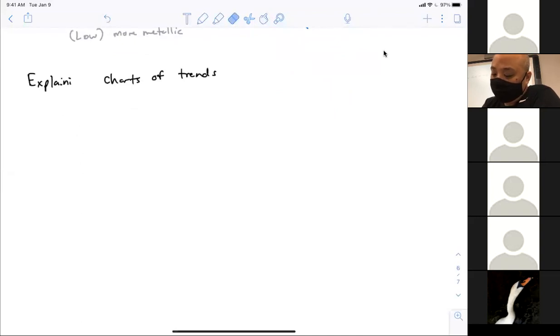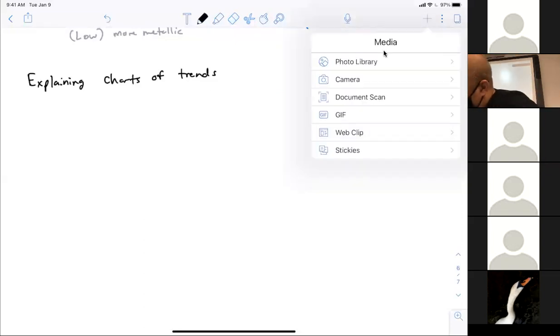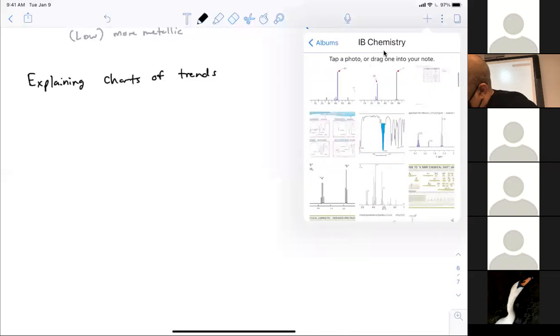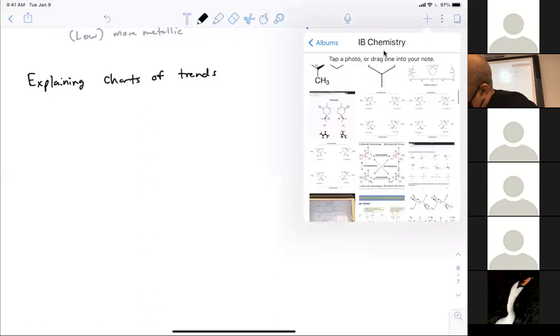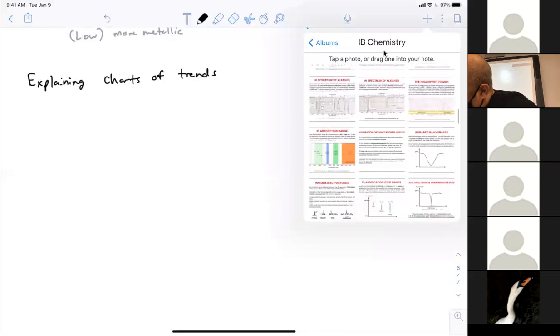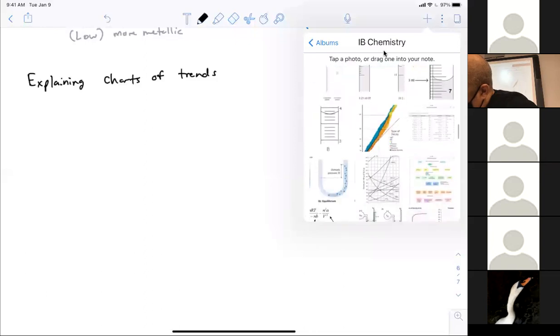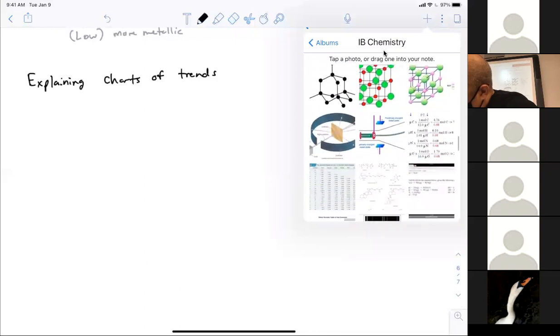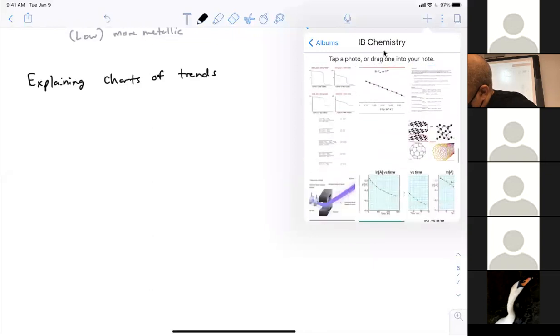Explaining and reading charts of trends. The IB likes to show, on the multiple choice, a chart of a periodic trend and ask which trend it is. I don't know if I have a copy of this. I may have to take it from one of my diagrams. Hold on a second. Let's see. Do I have it here?